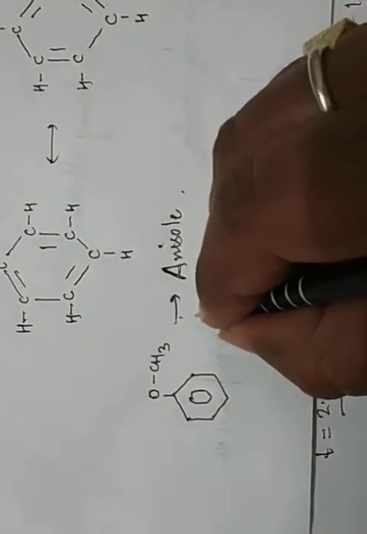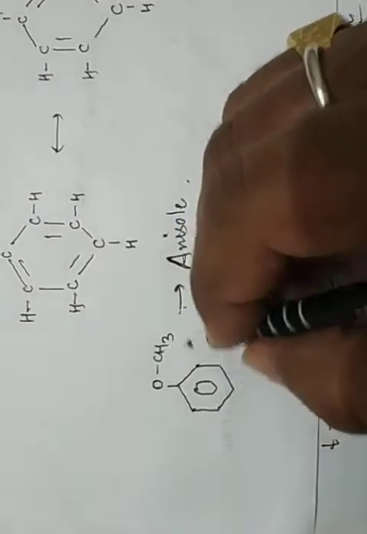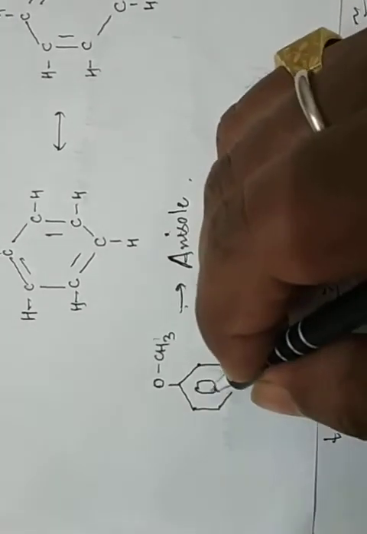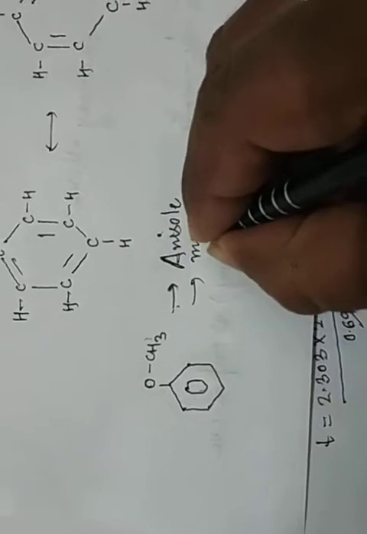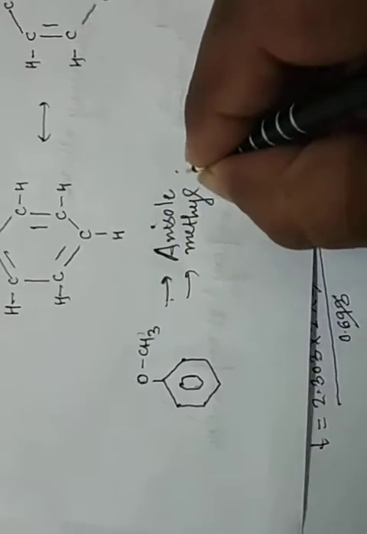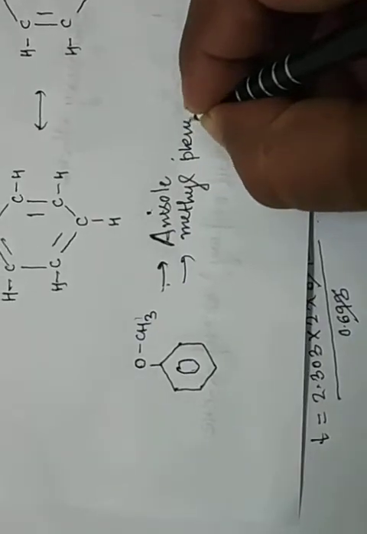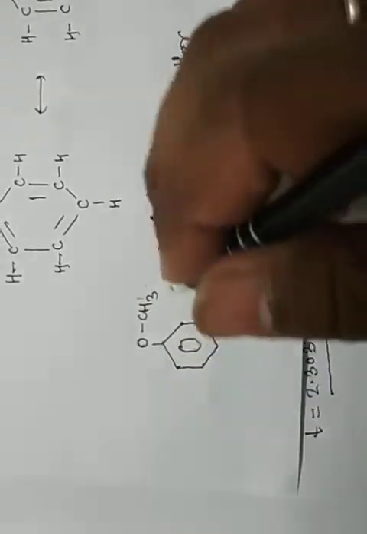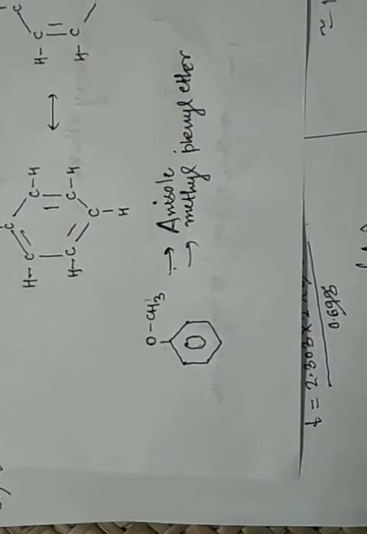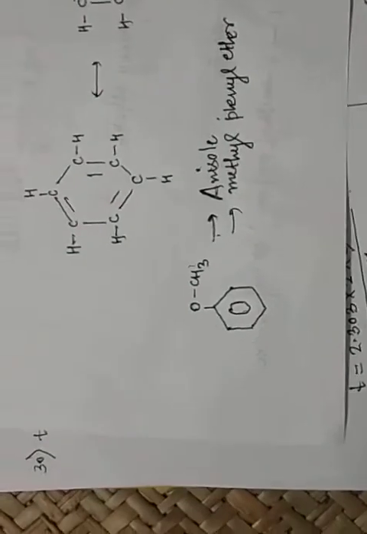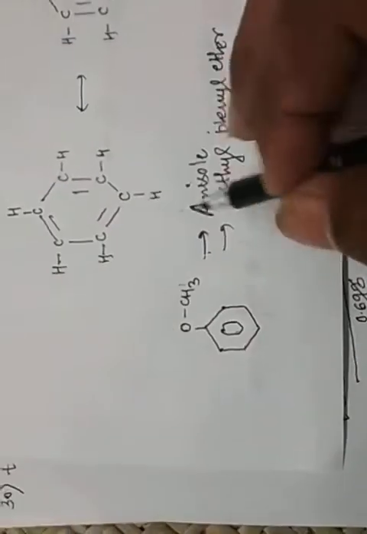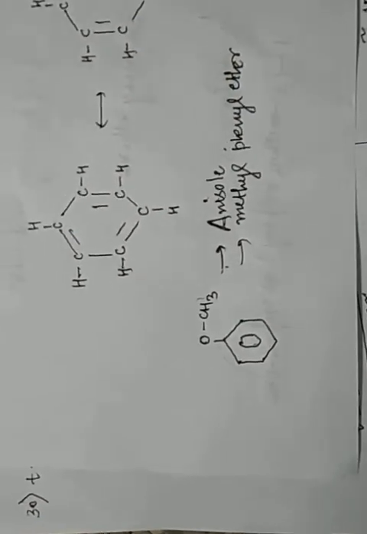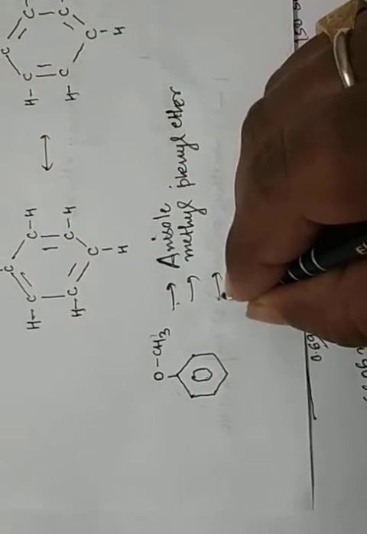Anisole is a common name as well as the IUPAC name. Just write down in your notebook: the common name and IUPAC name of this formula is anisole. Now the second common name is there. This is a methyl group and this is a phenyl group. So methyl phenyl ether. This is also a common name, but suppose this structure is given in your examination, how to write the IUPAC name? Just write anisole. Anisole is a common name as well as the IUPAC name. Okay, clear?